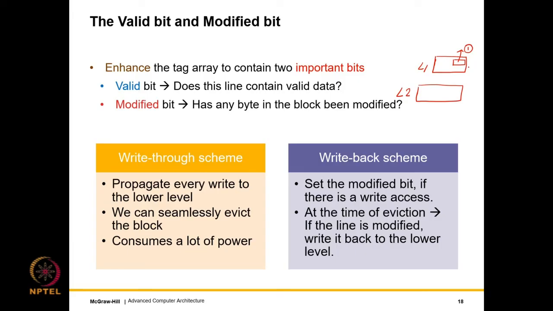At the time of eviction, if this line is supposed to be thrown out, we check if the line is modified. Only if it is modified, we write it back to the lower level. Otherwise, there is no need to write it back because the replicas are the same. So the write back scheme does introduce some additional state, limited to 1 bit, the modified bit, 1 bit per block basically. But it helps us reduce the number of messages and save power.